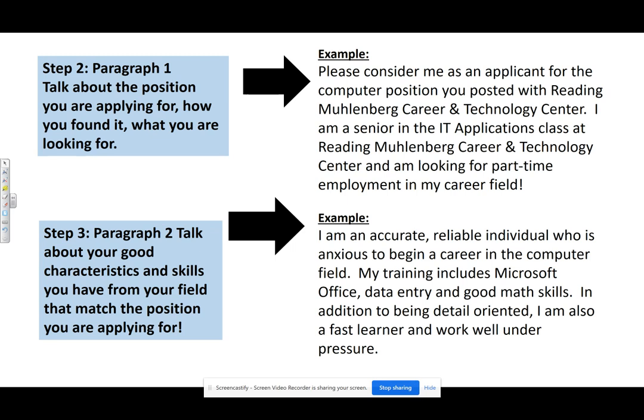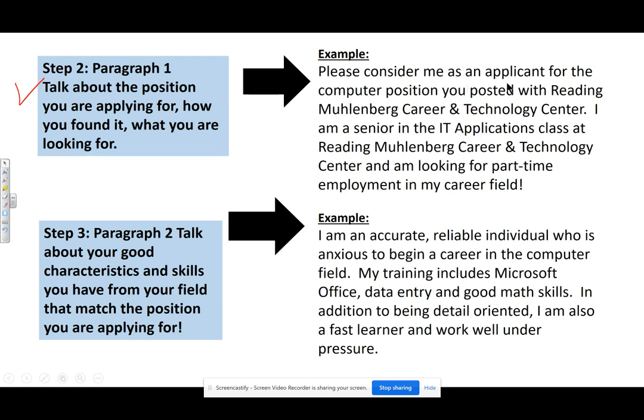The next important thing is step two, paragraph 1. Talk about the position you are applying for, how you found it, and what you were looking for. So I'm going to read through the example. Read with me, and I'm going to just put my cursor under it as we read together.